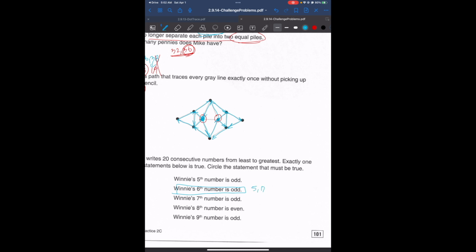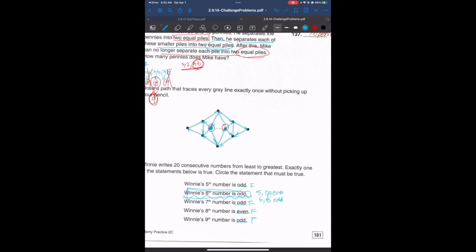Now, if we assume that the second statement is true, Winnie's 6th number is odd, then that means that the 5th and 7th ones are going to be even, and the 6th and 8th ones are going to be odd. Right, and so 5th is odd, 7th is odd, 8th is even, 9th is going to be odd. And so all of these are false, and so this one must be the true statement. And so since we're told that only one statement is true, it must be the second statement.